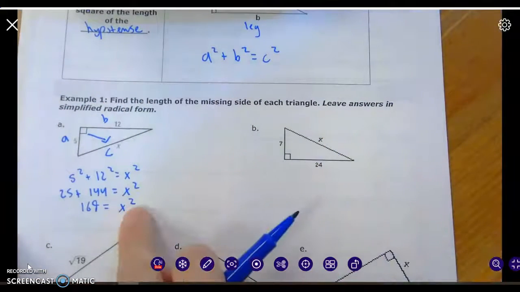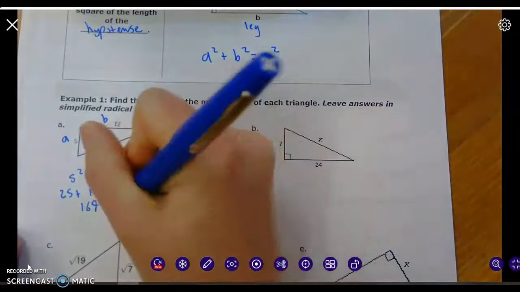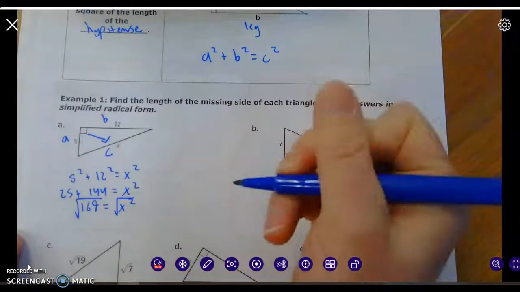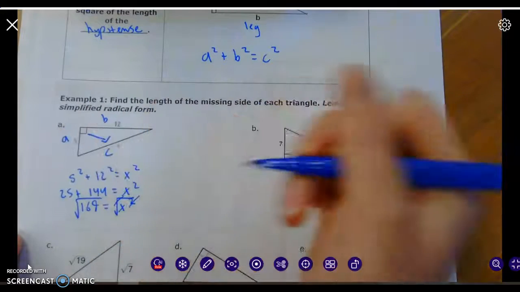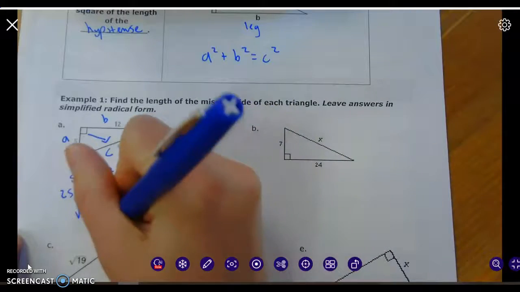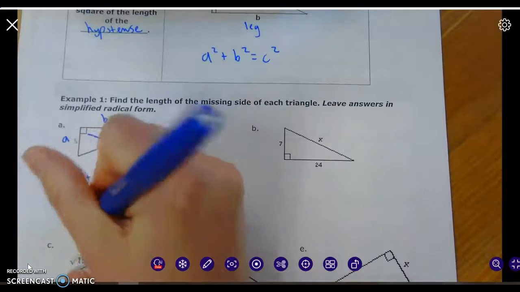And then our last step is to undo the squared on this x. So we're going to take the square root of both sides. So then that cancels out the squared. So x is equal to 13.